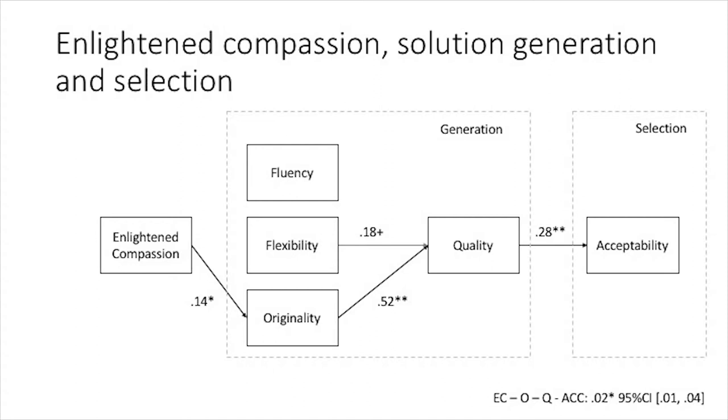So people who are high in enlightened compassion generate more original solutions in their exploration of the problem space. They are better quality solutions, which means that they're more likely to select a solution that is accepted by stakeholders in the context. The indirect effect is small, but it's significant. That's fine, and that is a nice story.